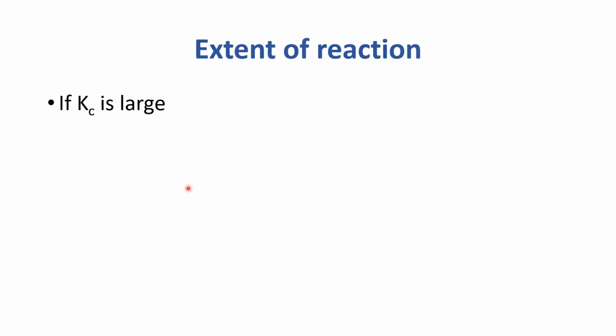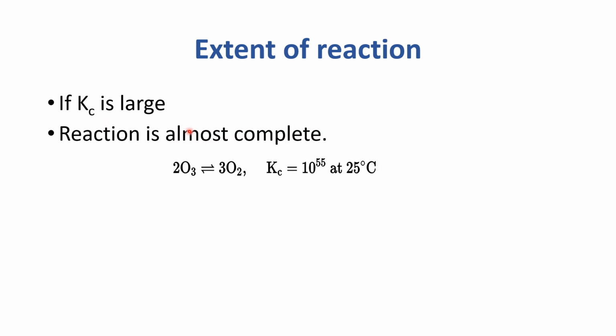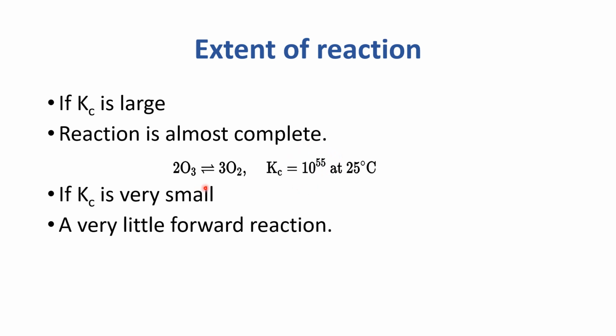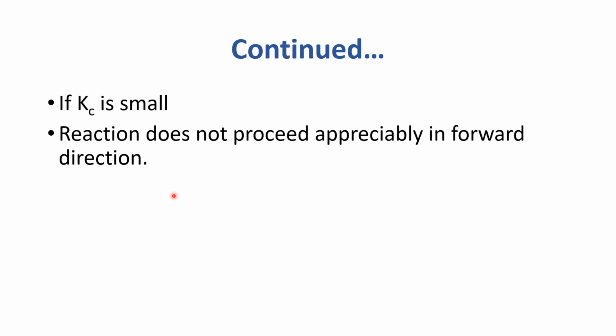Next is the extent of reaction. अगर Kc large है, it means reaction is almost complete. यहाँ पे you can see Kc is 10 raised to power 55, बहुत large है. If Kc is very small, there is very little forward reaction. For example, यहाँ पे we have 10 raised to power minus 13, यानी कि यहाँ पे बहुत कम decomposition हो रही है. Next, if Kc is small, it means कि reaction बहुत slowly forward direction में proceed कर रहा है.